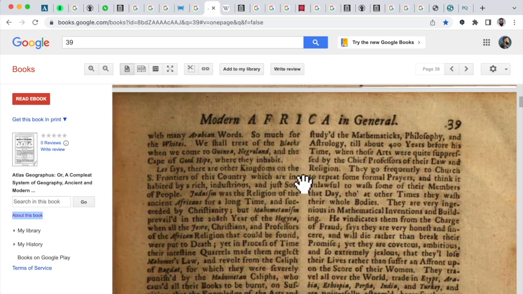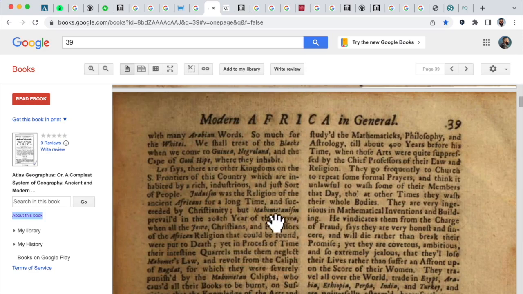Leo says there are other kingdoms on the southern frontiers of this country which are inhabited by a rich, industrious, and just sort of people. Judaism was the religion of the ancient Africans for a long time and succeeded by Christianity. So he's saying before Christianity, Judaism was the religion of ancient so-called Africans. And we know he's talking about West Africa particularly, because he says Guinea and Negroland right here.